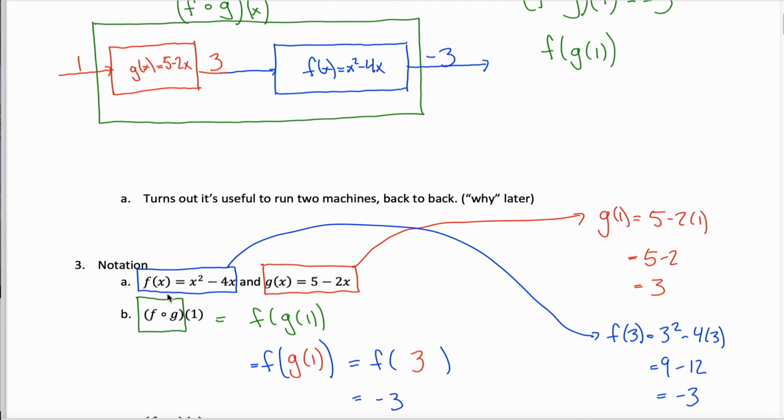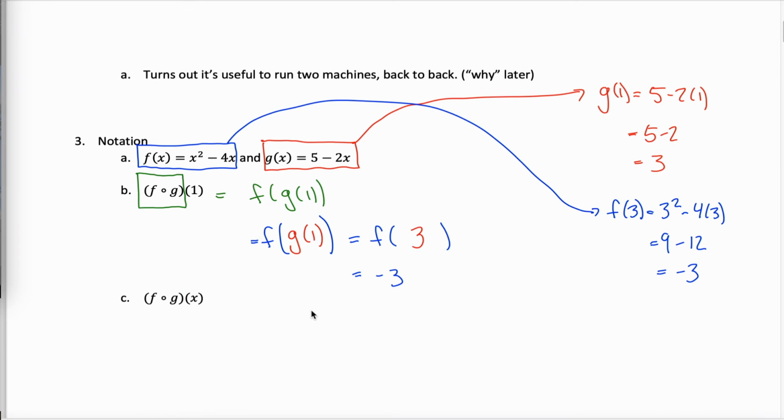But the key takeaway is don't think about this like two machines. Yeah, it's created from two machines, but it itself is just a single machine. So since it's just a single machine, we can do all the normal single machine stuff that we've learned in previous sections with it. Let me show you how.